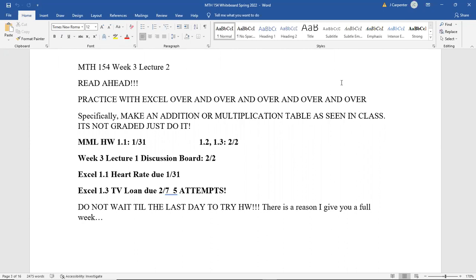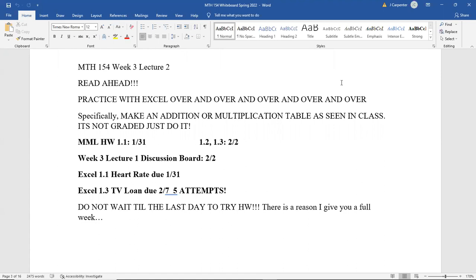And then the new Excel homework to work on after that will be TV loan 1.3. And that's going to be due in a week on the 7th, so 5 attempts. And when we covered that layaway problem in a previous class, I had said there was going to be a homework that was similar, not the same, but similar to it. And this is the one. TV loan kind of sounds like the layaway problem.